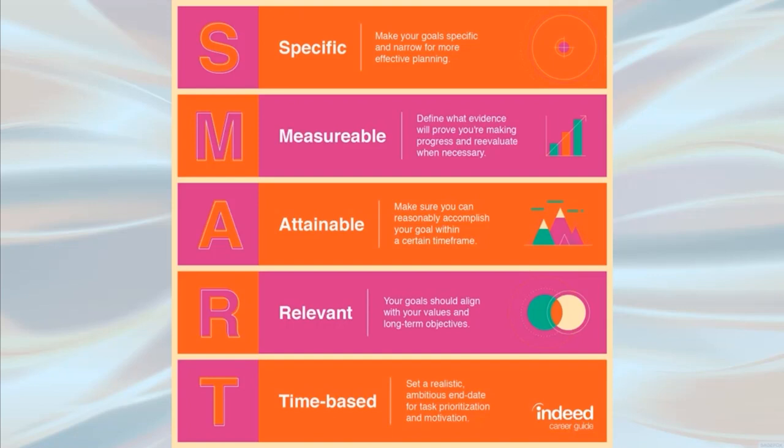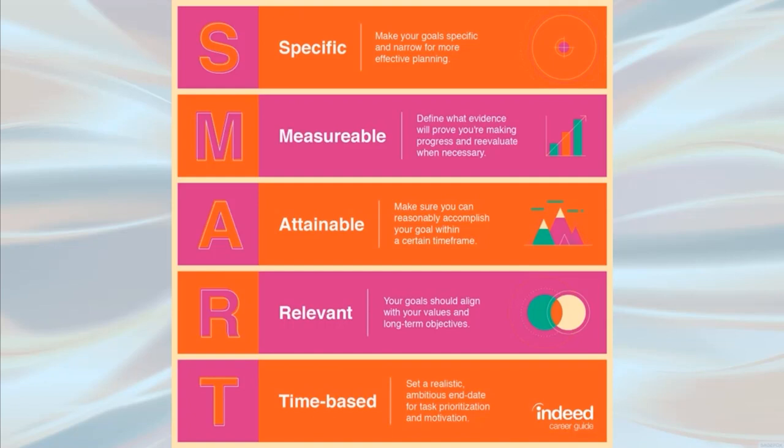Measurable means asking what evidence will prove you're making progress toward your objective or goal. So the objective should be measurable. The verb that we use for writing the objective should be measurable. Attainable means that you have to make sure you can reasonably accomplish your objective within a certain time frame, which will help keep you motivated and focused.